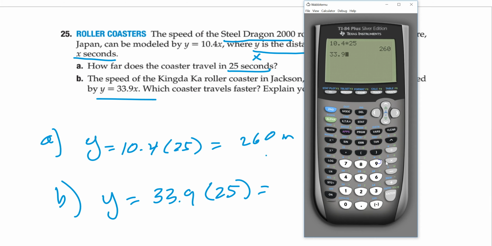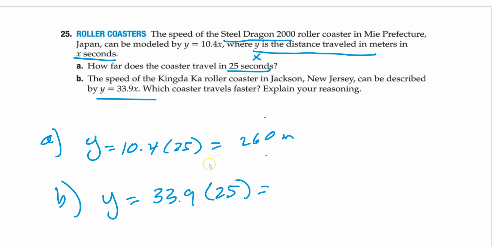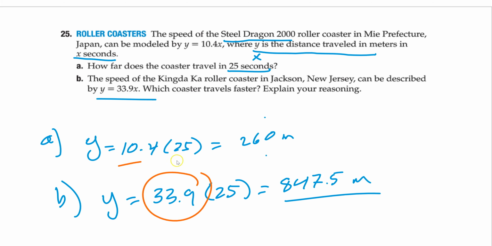33.9 times 25. It's kind of obvious what's going to win, but whatever. 847.5, that's a lot. Go America, I guess. So yeah, Kingda Ka wins because it travels longer in the first 25 seconds. I think most of you probably also noticed that the slope, which we haven't learned yet, is bigger on the Kingda Ka roller coaster. So that's another reason why that one's faster.